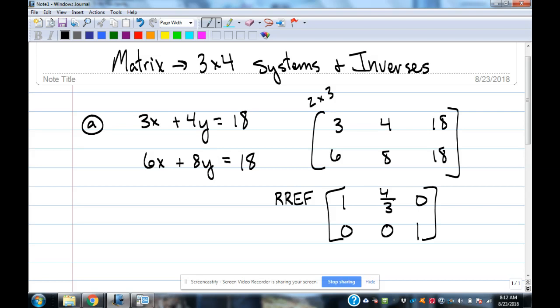0 plus 0, no matter what x and y are, 0 plus 0 is still what? 0. Does 0 ever equal 1? No. So this would be an example of one that has what kind of solution? No solution.